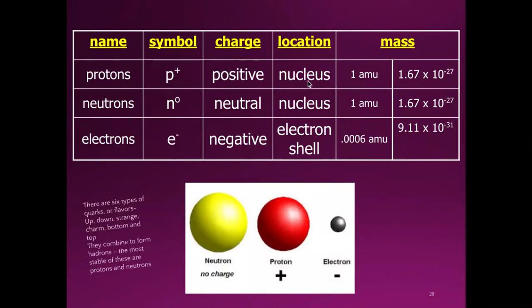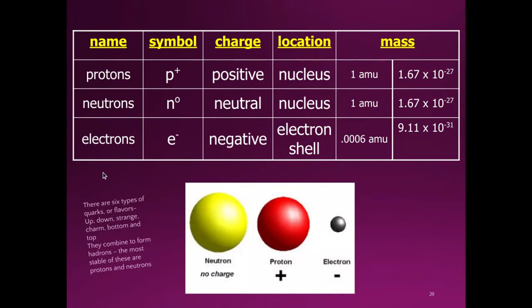They're located in the nucleus, and they have a mass of 1 AMU, or 1.67 times 10 to the negative 27. Also in the nucleus are neutrons. They have no charge. They're neutral, so we've just put the N with a 0 next to it. And they also have the same mass as a positive proton.